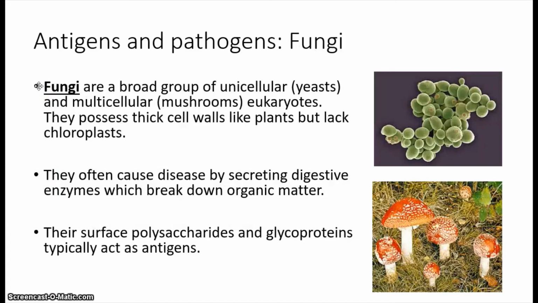Our next group of pathogens we'll be looking at are our fungi, and these are a broad group of unicellular and multicellular eukaryotes, with some examples being yeast and mushrooms that you might have already heard of. They possess a thick cell wall similar to plants, but lack chloroplasts, so they lack the ability to photosynthesize, that being one of the big differences between them and animal and plant cells.